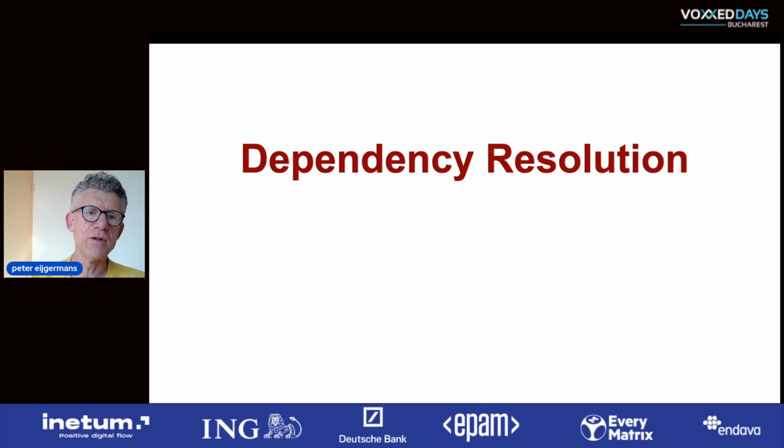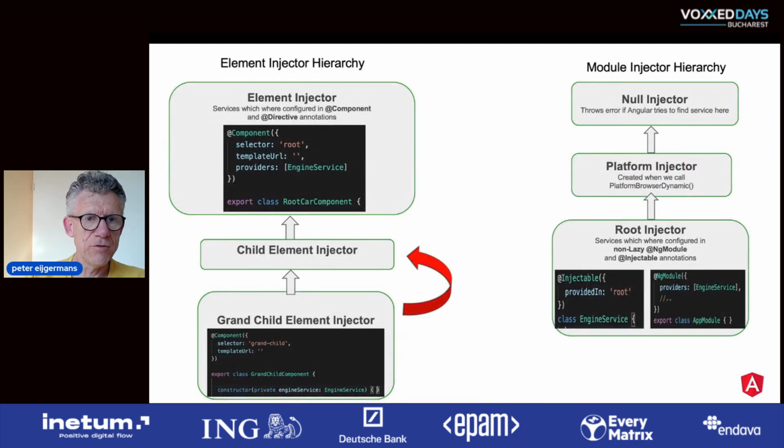Dependency resolution. How does that work, all those hierarchies? Let's step into this. We have two hierarchies. Angular resolves the dependency in these two phases.